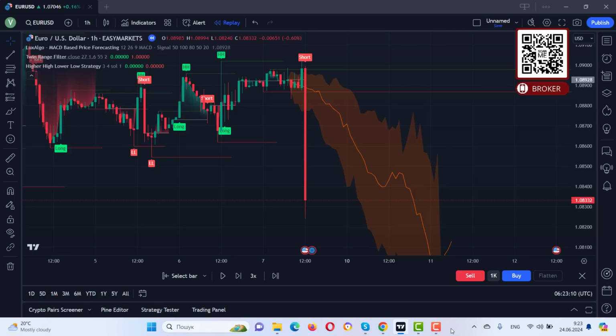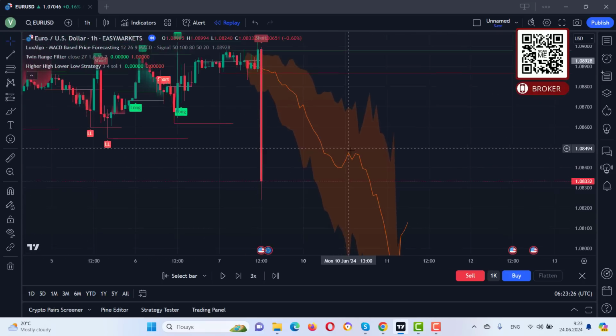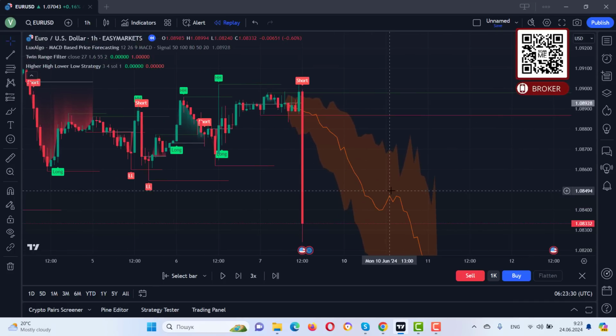Now let's examine the contrary example, when we need to sell. Let's examine our chart. The first indicator shows what is going to happen.